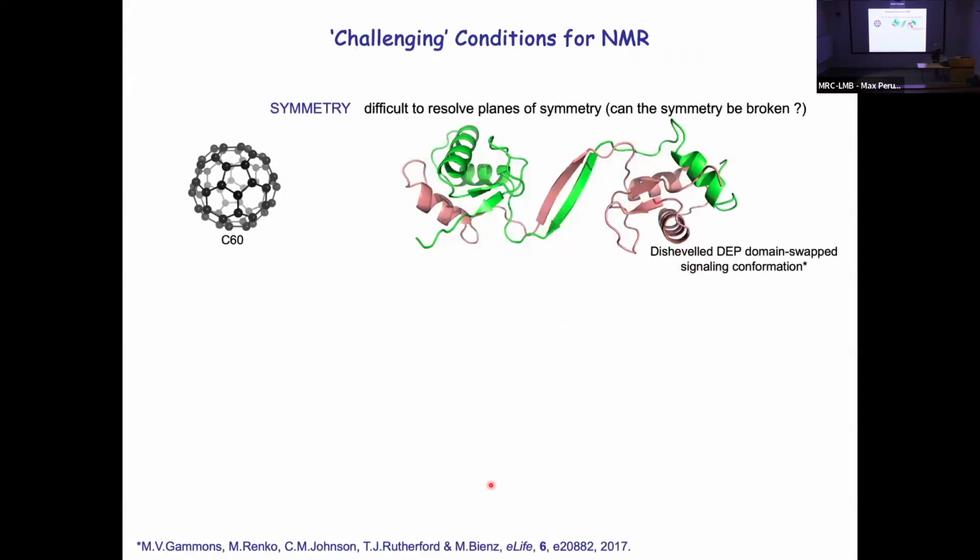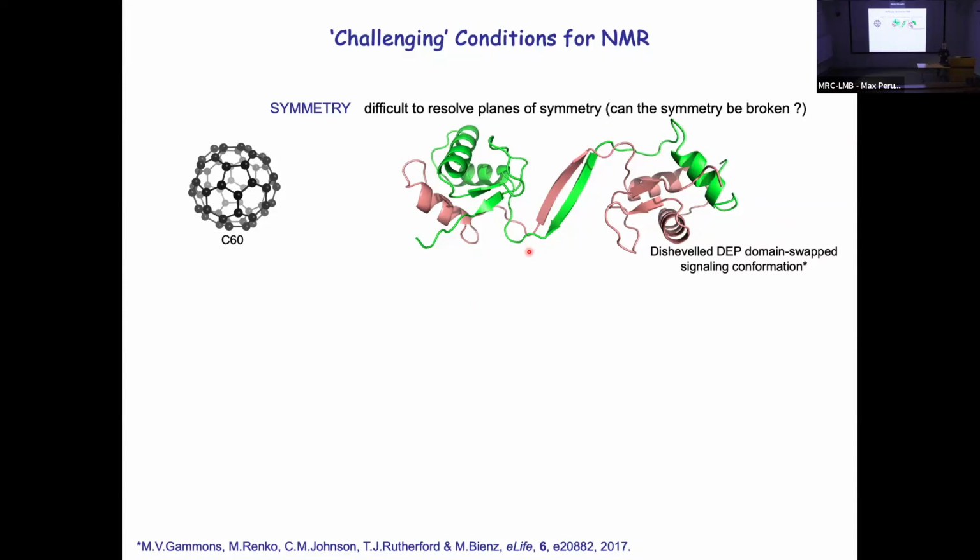So what are the problems? Where do we start to run into particular difficulties with NMR? The first of them is the idea of symmetry. We can't resolve planes of symmetry. We are looking for molecules that are in a unique molecular environment. Many of the signaling complexes that we see for the Wnt signaling in enhanceosome, for example, have domain swap dimers that have a plane of symmetry in there. It's extremely difficult for NMR to pull to pieces complexes that have symmetrical elements in there.